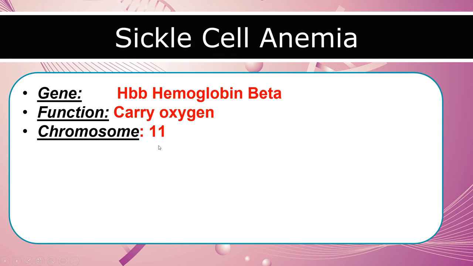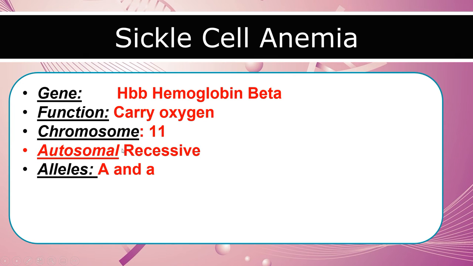So the HBB gene is found on chromosome 11. And because it's on 11 and not the X or the Y, it is autosomal. And mutations in this gene are autosomal recessive, meaning you need 2 copies of the bad gene to actually have the disease. So S's are sort of hard to tell apart, and so are C's. So I'm going to recommend that we stick to using the A alleles.